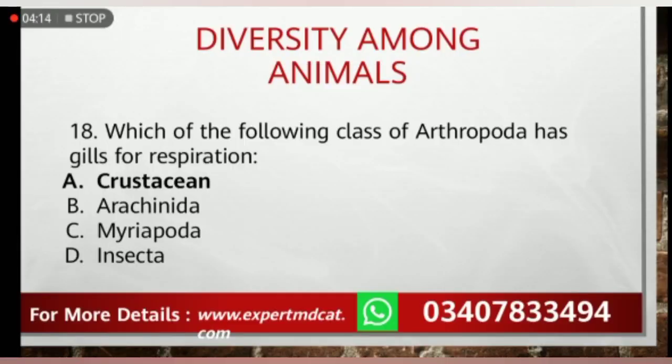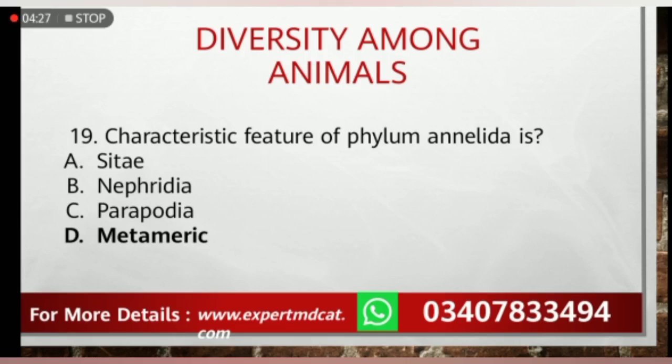Which of the following classes of Arthropoda has gills for respiration? Crustacea, Arachnida, Myriapoda, Insecta. Correct option is Crustacea. Characteristic feature of phylum Annelida is setae, nephridia, parapodia, or metameric? Correct option is metameric, because Annelida is metamerically segmented. Annelida में हमारे पास segmented worms हैं जो कि metamerically segmented होते हैं, मतलब उनमें both internal और external दोनों segmentation होती है.